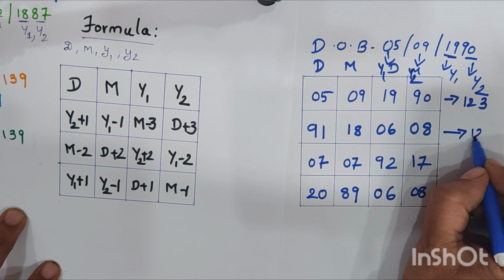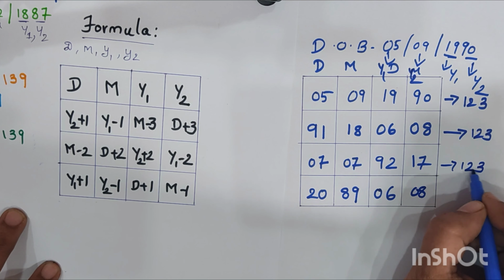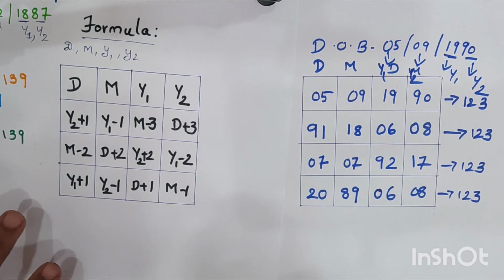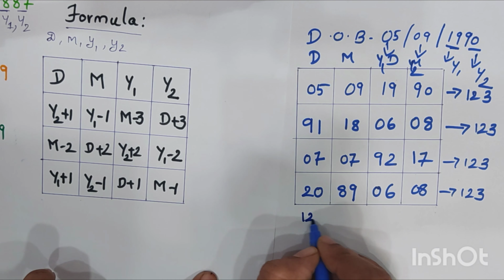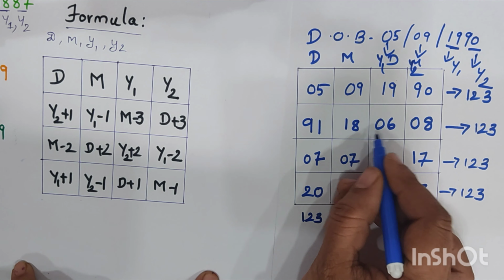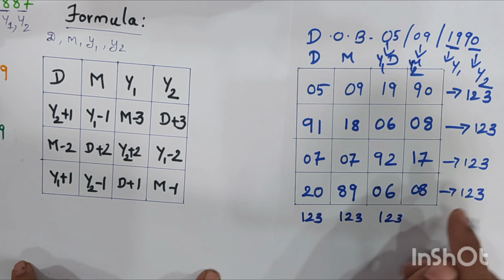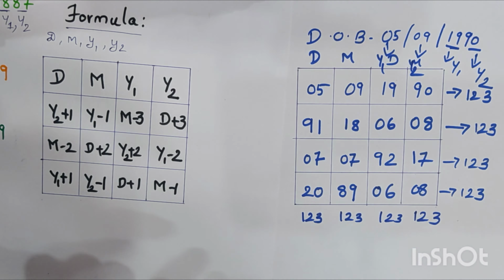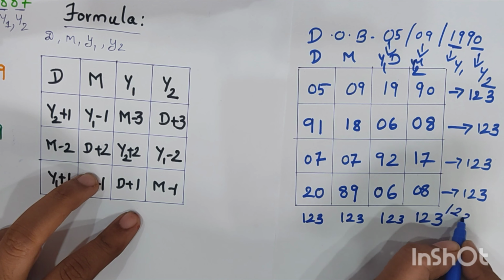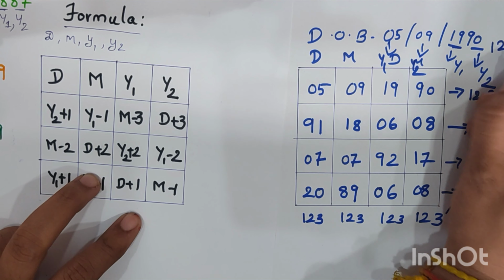Here I am taking the example 05-09-1990. So here the magic number is 123. So here we are checking that from every column we are getting the same total 123, and from every row also we are getting the same total, that is 123, and in the diagonal direction also it will be 123.